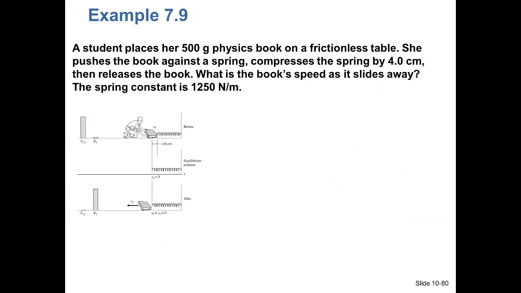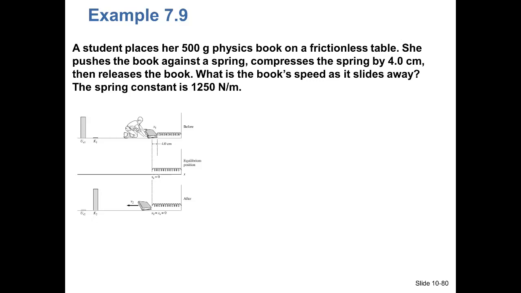Here's one more example. The student places her 500-gram physics book on a frictionless table. She pushes the book against the spring, compresses the spring by 4 centimeters, then releases the book. What is the book's speed as it slides away? The spring constant is given as 1250 newtons per meter.